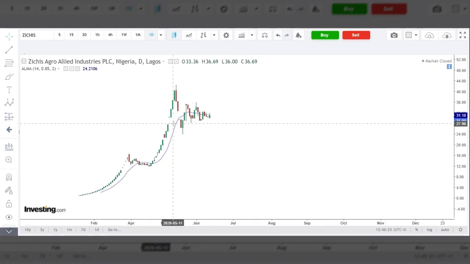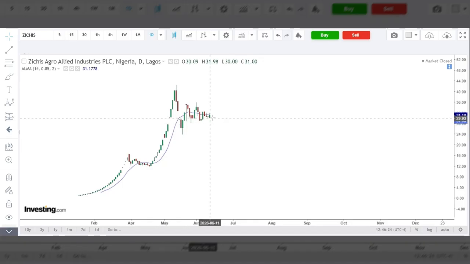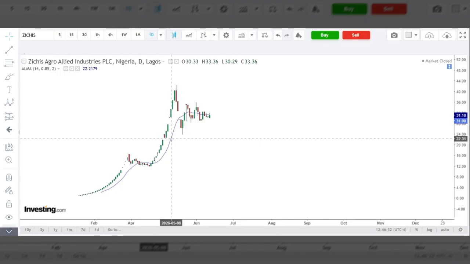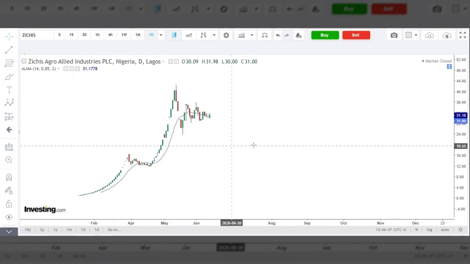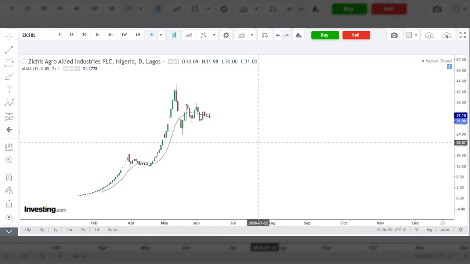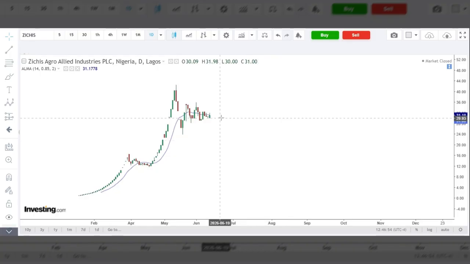However, given how the market has performed, and also given the potential of the market, we say that this will soon cross this place. You can see the close is the close of the last candlestick that closed very close to the moving average. The moving average is 31.17 or 31.18, as you can see. So if it crosses that, then that is a confirmed bullish signal.